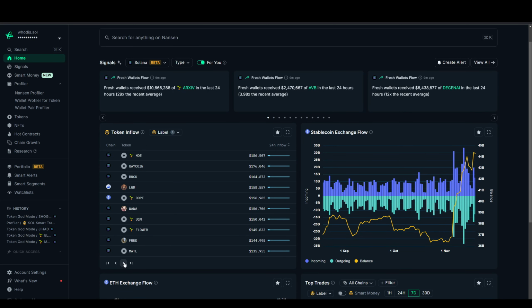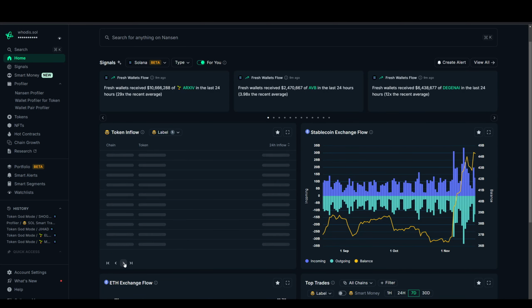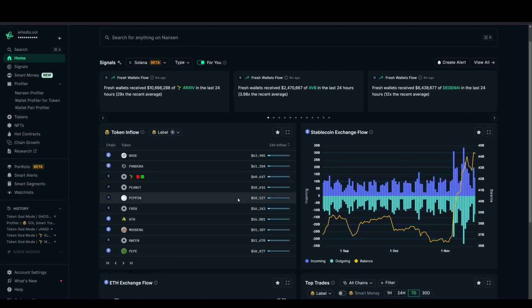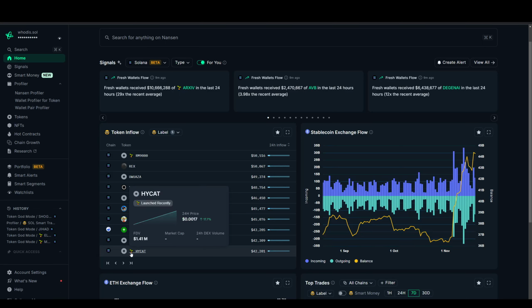But what you want to look for, if you're doing your own research, is the ones that are under 50K inflow, because usually those haven't moved much. Okay, so let's see. Mooding wouldn't be one really, because that one moved already. You want to find one that's fairly new that hasn't moved. If there's a little seedling emoji next to it, that means it's brand new. So this HYCAT may be one.